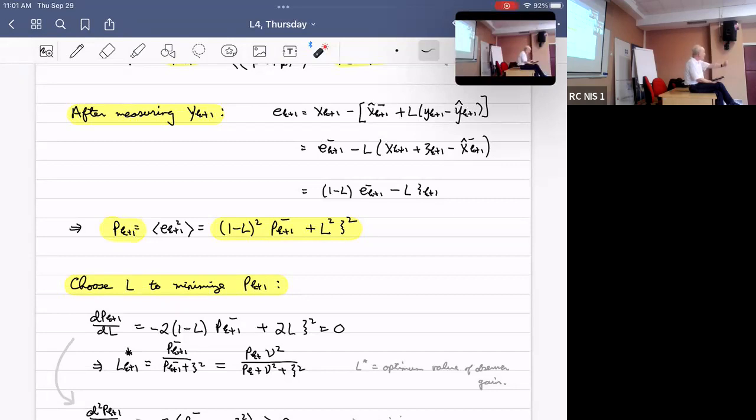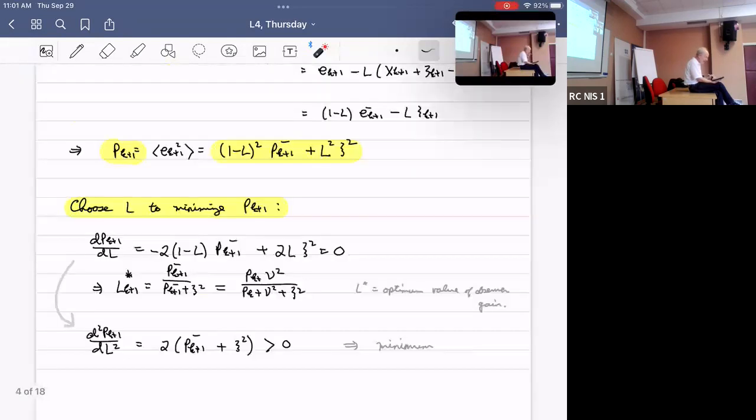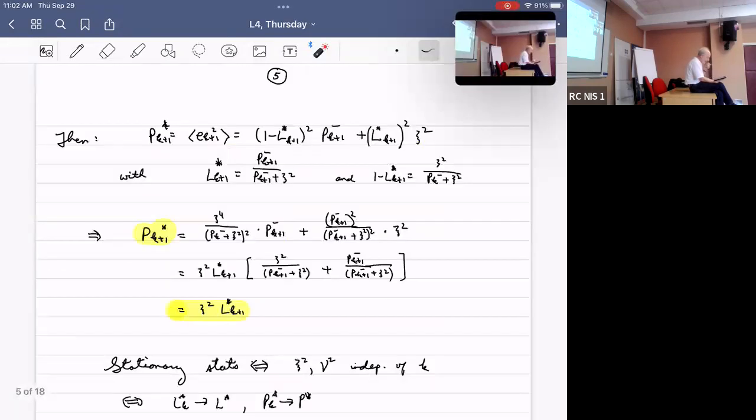Then L is still a number that we have to choose, and so now we're going to try to choose it to minimize this. This is just calculus: you take the derivative, set it equal to zero, and solve for L, and then you get this. You can even take a second derivative and show that it's positive, so that we found a local minimum. Then, having the value of L, you can substitute back into the previous formula, which depended on L, but using L star, the optimal value.